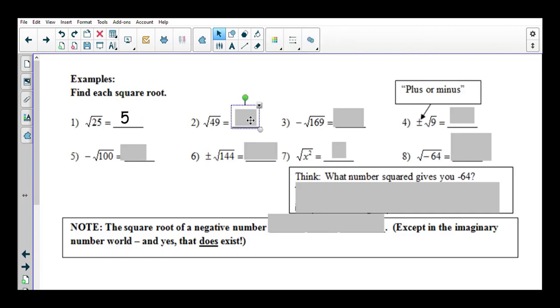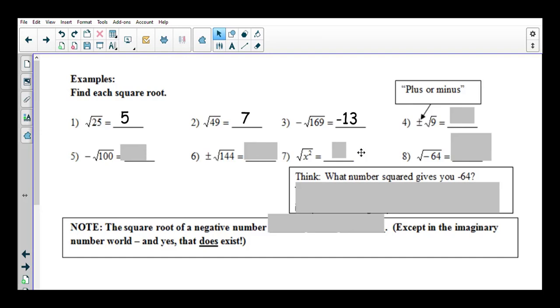Square root of 49, what number raised to the second power is 49? That's 7. We're going to go through these quickly because these are easy. Number 3, negative square root of 169. So this is just off of our list of perfect squares. But if you recognize that 13 to the second power is 169, then you will know that the negative square root of 169 is negative 13. The negative is okay outside the square root symbol, just not inside.